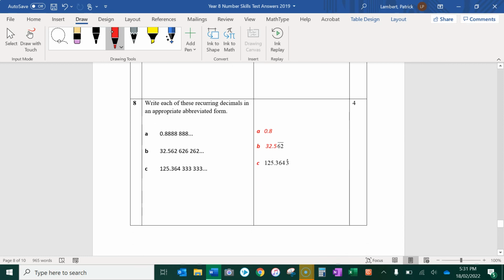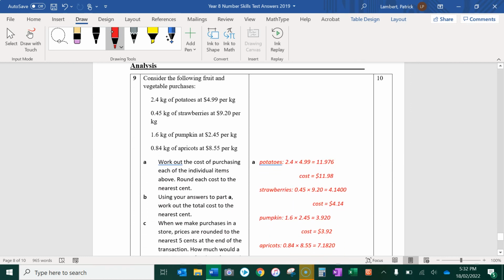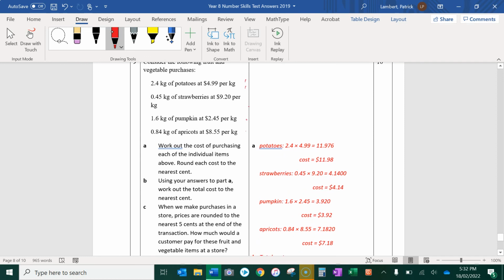Okay, write each of these following in the appropriate form. 0.8 should have a dot above it, and then 32.562 with the bar above it, and only the 3 is recurring there, so there's a dot above the 3 there. Consider the fruit and vegetable purchases, right? You've got this one, this one, this one, this one.